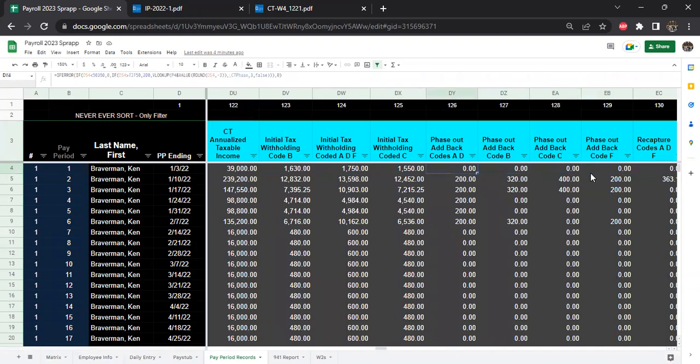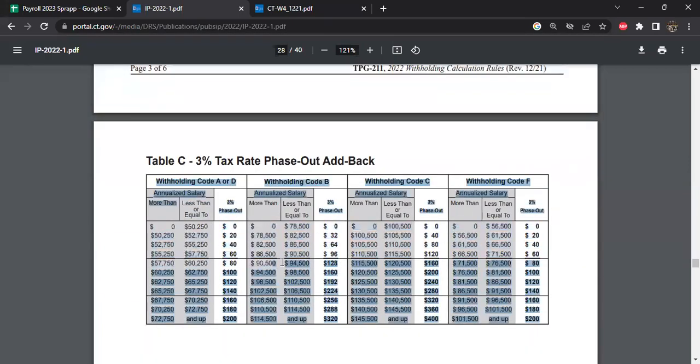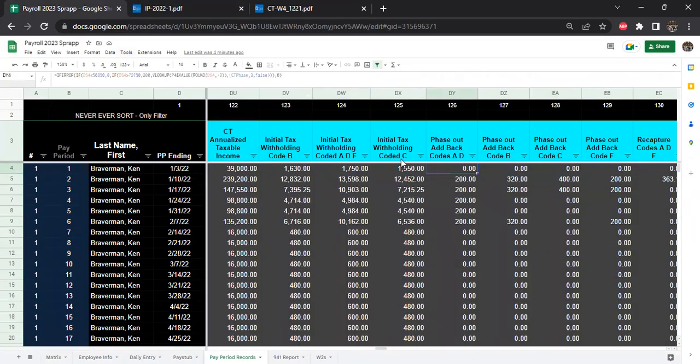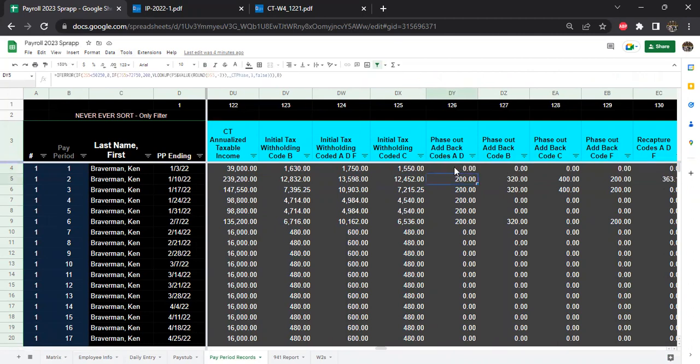Then you have to do the phase add back equation. That's these tables right here. Some money gets added back in if you go over a wage threshold. Have another table for that. This is the formula that looks into that table and does that for codes A and D, for codes B, and for code C, and for code F.